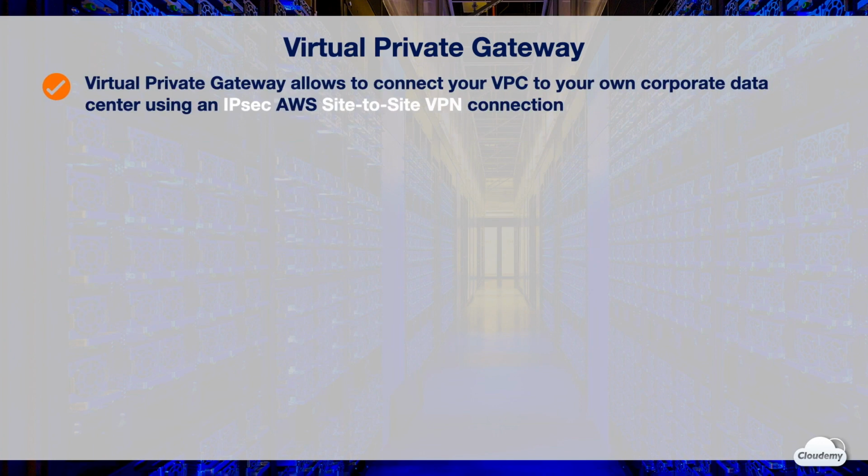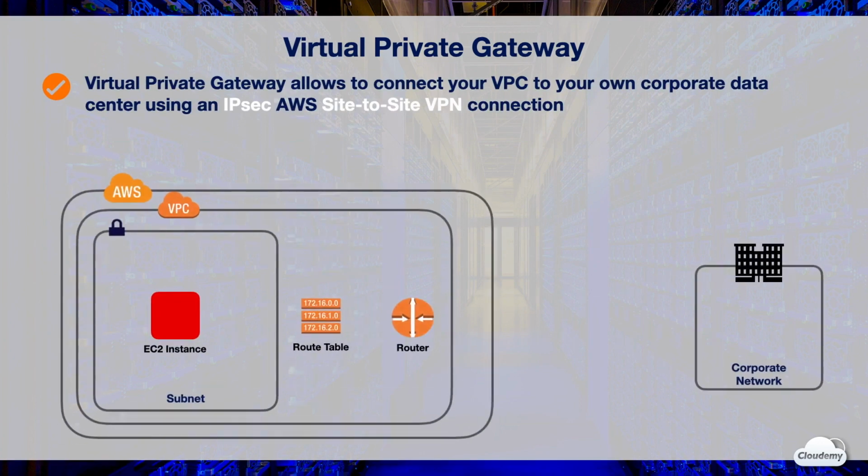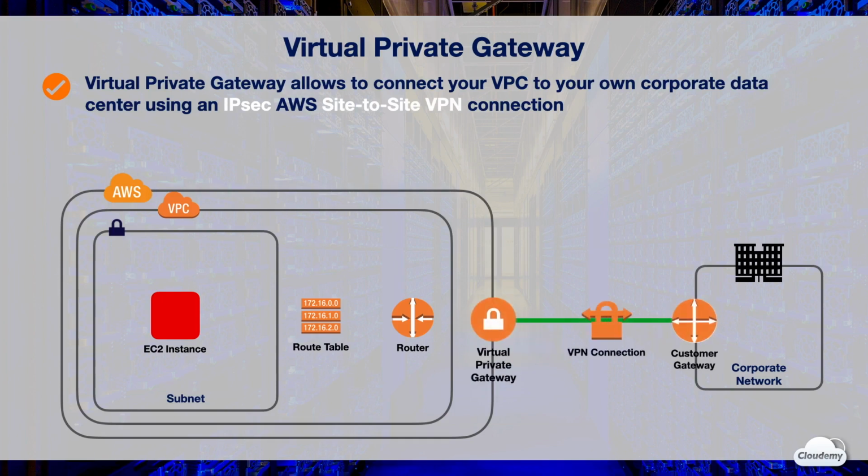Virtual Private Gateway allows you to connect your VPC to your own corporate data center, using an IPsec AWS site-to-site VPN connection, making the AWS cloud an extension of your data center. A site-to-site VPN connection consists of two VPN tunnels, between a virtual private gateway on the AWS side, and a customer gateway device located in your data center.